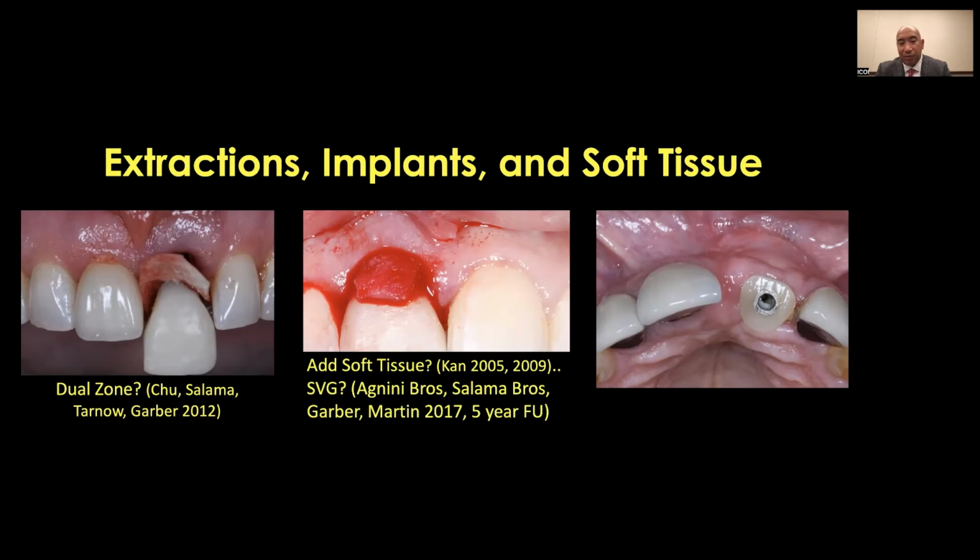We can also, if we don't want to do that, add a soft tissue or hard tissue graft. Joe Kahn mentioned that strategy way back in 2005. There's also the surgical veneer graft from Andrea and Alessandro Agnini, along with Salama and Garber, along with Richard Martin. So there's a lot of support for adding soft tissue at the time of implant placement. But if you can't provisionalize, we talk about the value of placing a full contoured healing abutment so that we can train and manage the tissue.